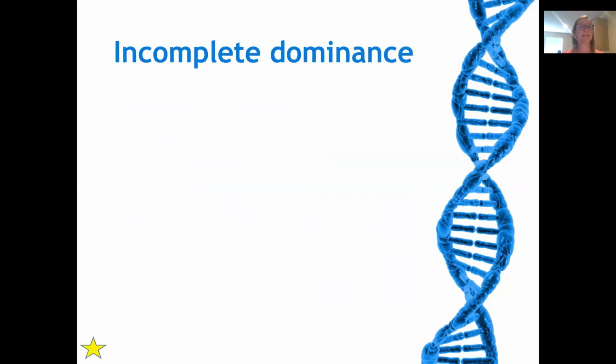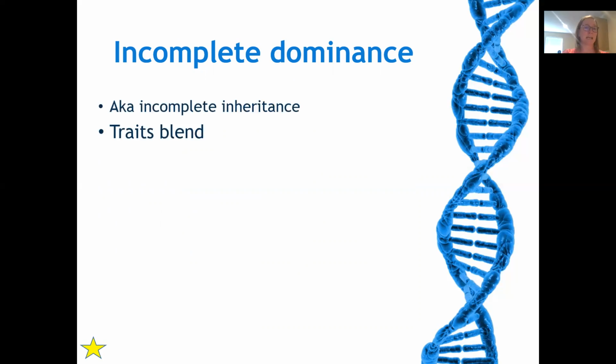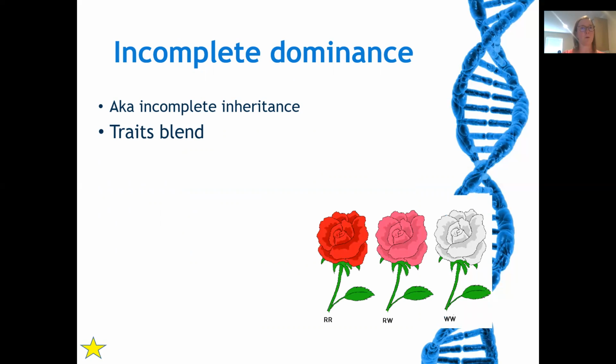First one, incomplete dominance, which is kind of what it sounds like. Another term for it is incomplete inheritance, but this is when traits blend, when the heterozygous individual looks different from the two homozygous individuals. In this case, the red flower is a homozygous genotype, and the white flower is another homozygous genotype. They have the same alleles. This pink one is a heterozygote.